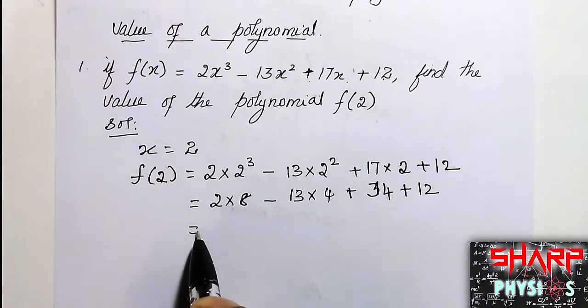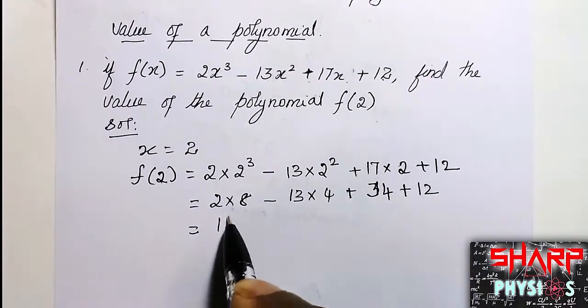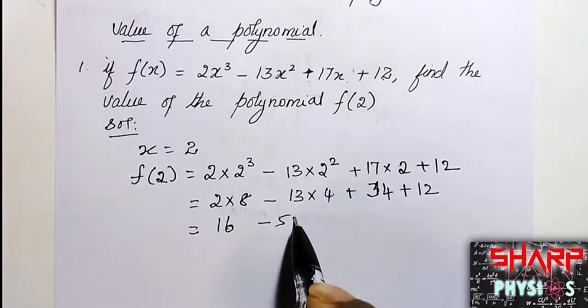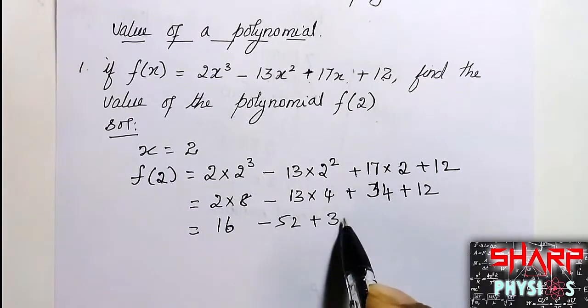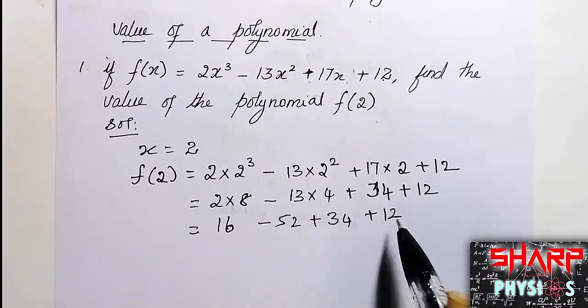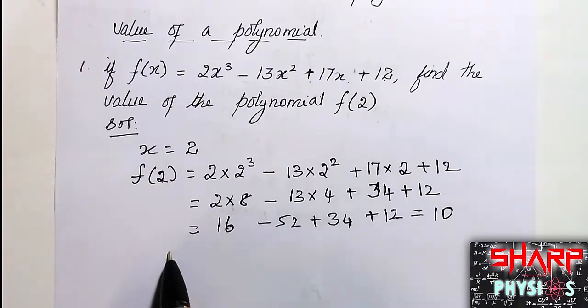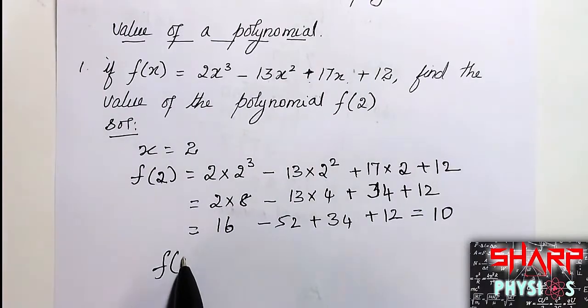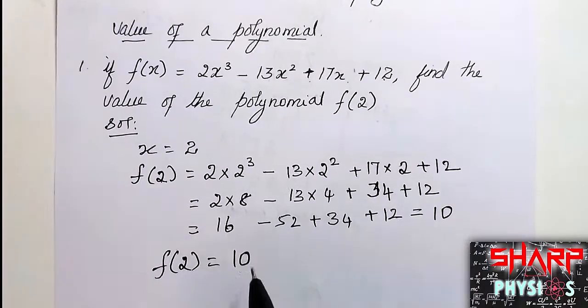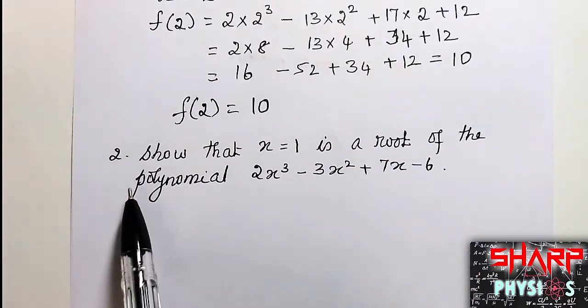So when you reduce it, 16 minus 52 plus 34 plus 12, you get the answer 10. So the value of the polynomial f of 2 is equal to 10. Now we'll go for the second sum.